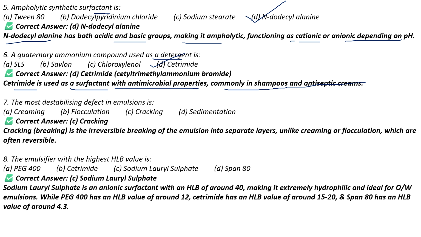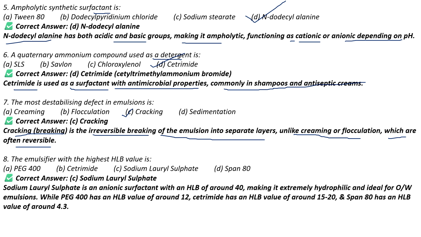The most destabilizing defect in emulsion is, options are creaming, flocculation, cracking, sedimentation. So cracking, which is also called breaking, is an irreversible breaking of emulsion into separate layers, unlike creaming or flocculation, which are considered to be reversible. So we can say option C, that is cracking, also known as breaking, is the most destabilizing defect in emulsion due to its irreversibility. Moving on to the next question.